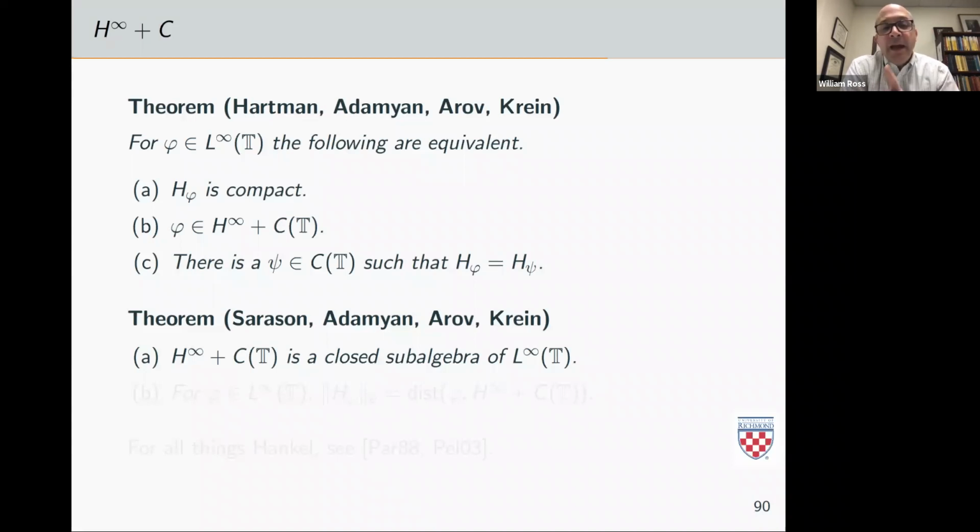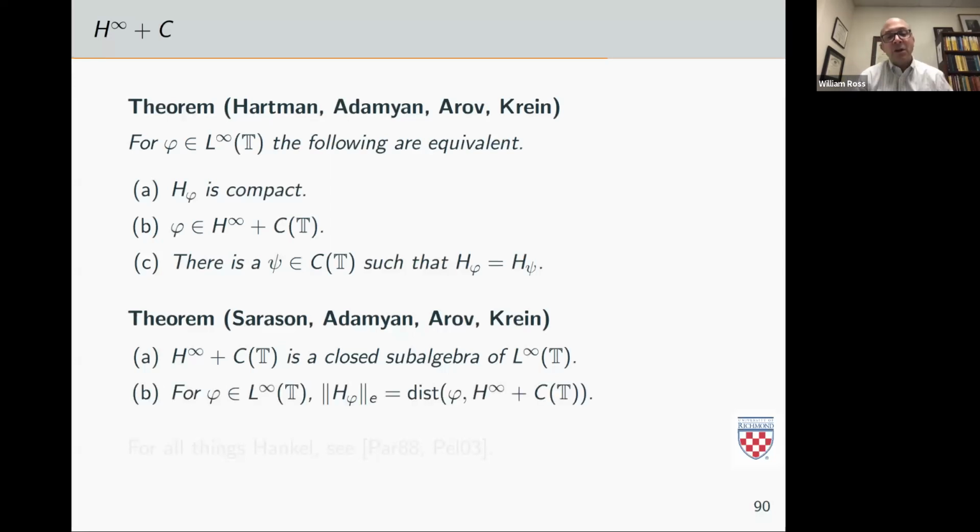So f is in H infinity, but it may not be continuous, so fg may spoil the continuity. And then g may be a continuous function, but it's not necessarily analytic, so f times g will spoil the analyticity. But anyway, Sarason was able to show that this is actually a closed subalgebra of L infinity.